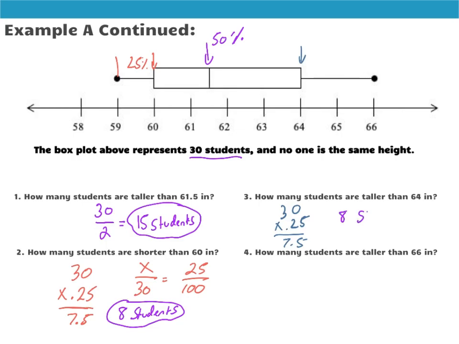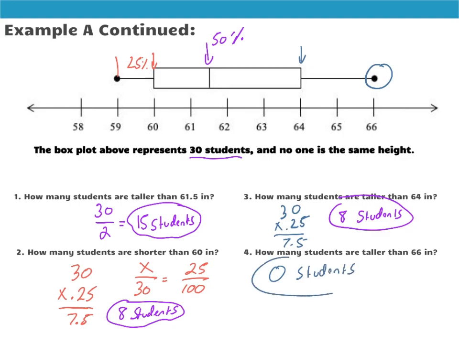So we're going to have 8 students again in this case. The last question that we have here says, how many students are taller than 66 inches? We can see here that the upper extreme of our data is 66. So 0 students are going to be taller than the tallest person that we have in this class. So 0 students is the answer there because it's asking for a number that is taller than our upper extreme. So it cannot be correct.